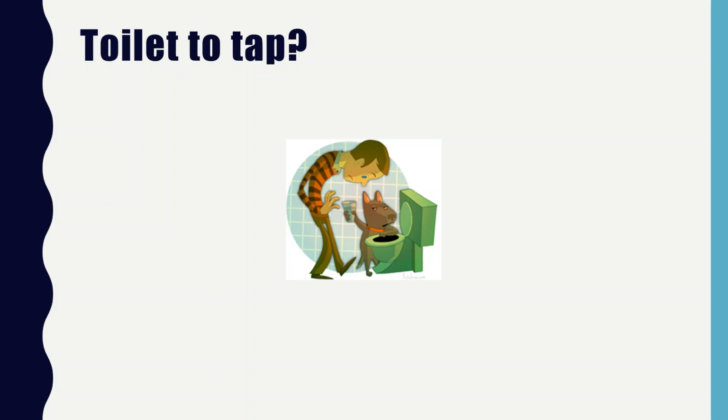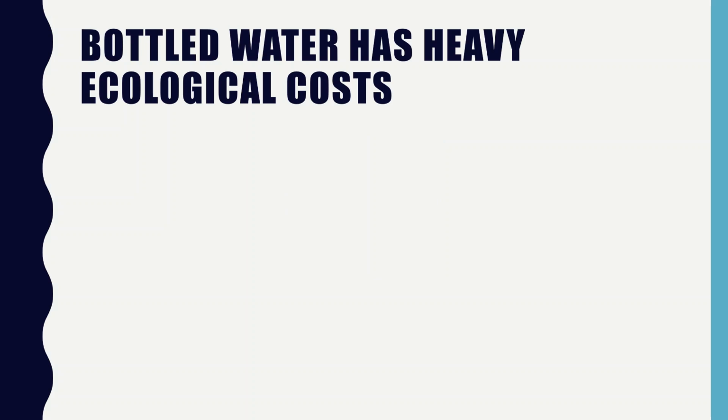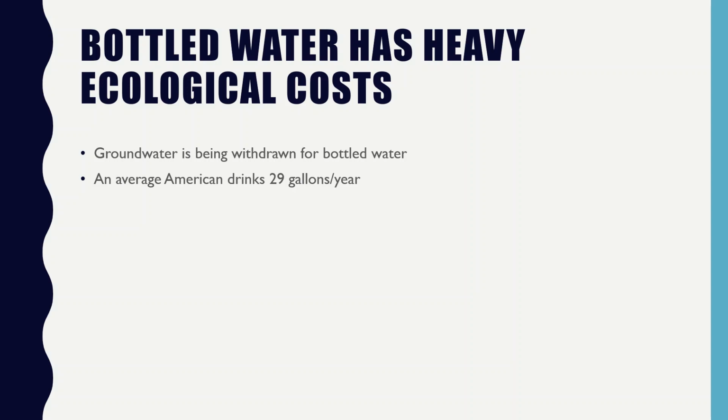Also, bottled water is really unsustainable and has heavy ecological costs. So, groundwater is being withdrawn for bottled water. An average American drinks 29 gallons a year of bottled water. And people do that for portability and convenience and health.